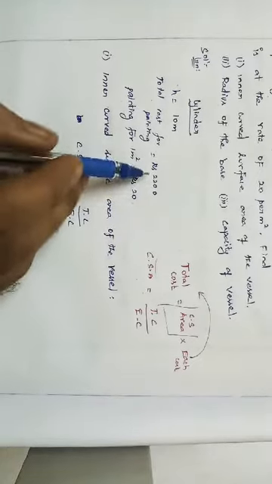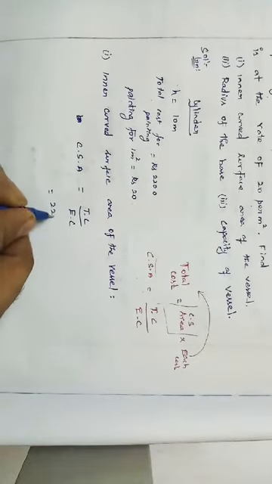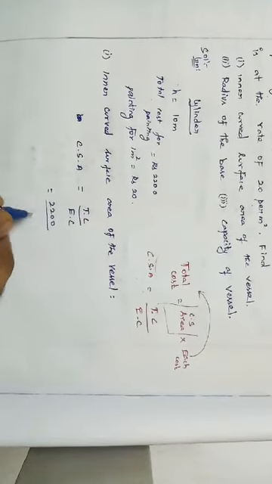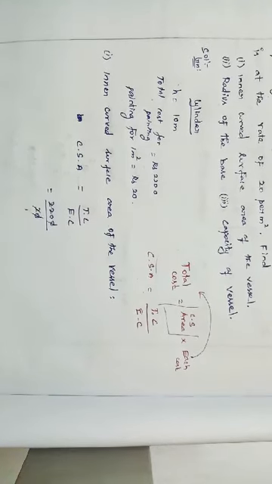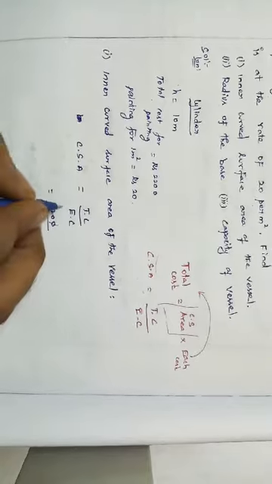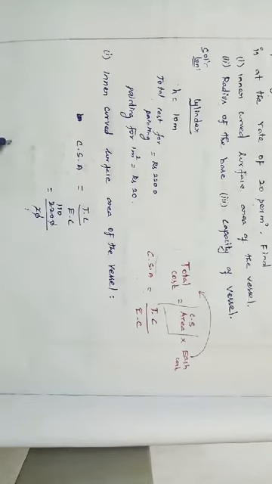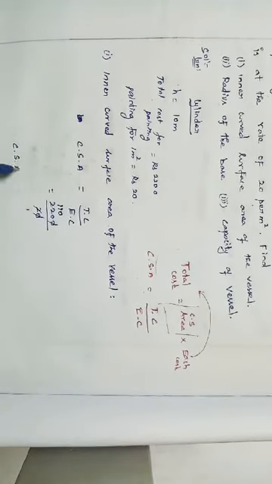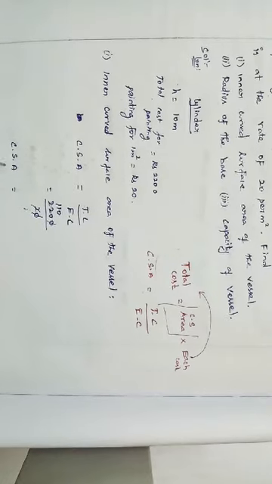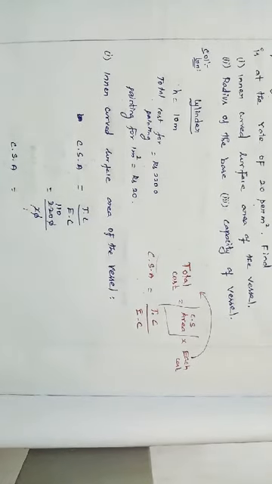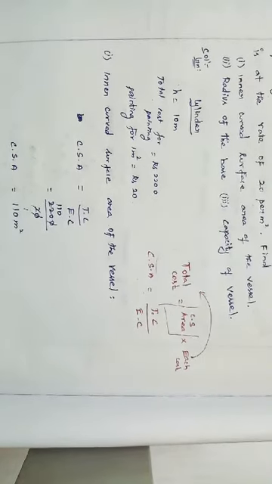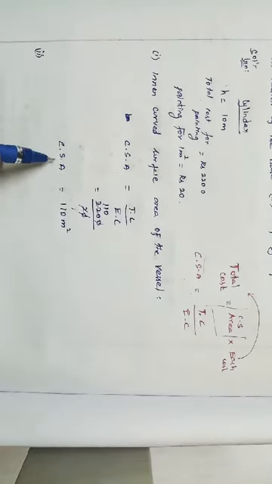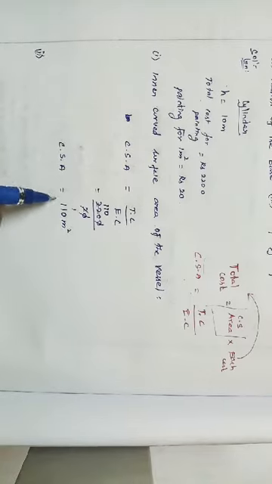What is the total cost? It's 2200, divided by rupees 20. The zeros cancel, 2 times 11 is 110. So the inner curved surface area of the cylindrical vessel is equal to 110 meter square. Understood? The curved surface area of the cylindrical vessel is 110 meter square.